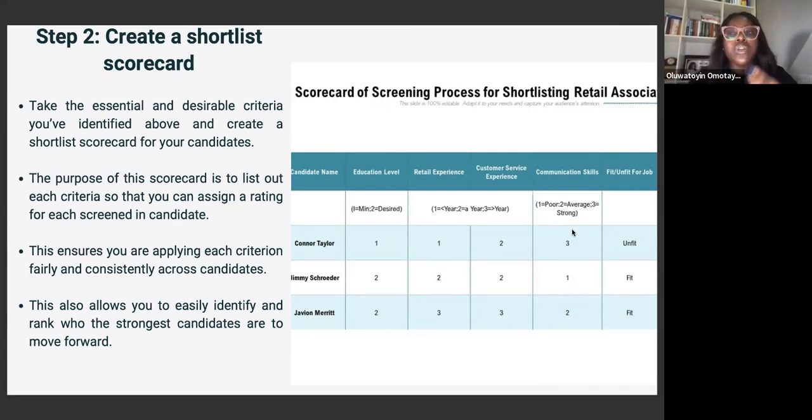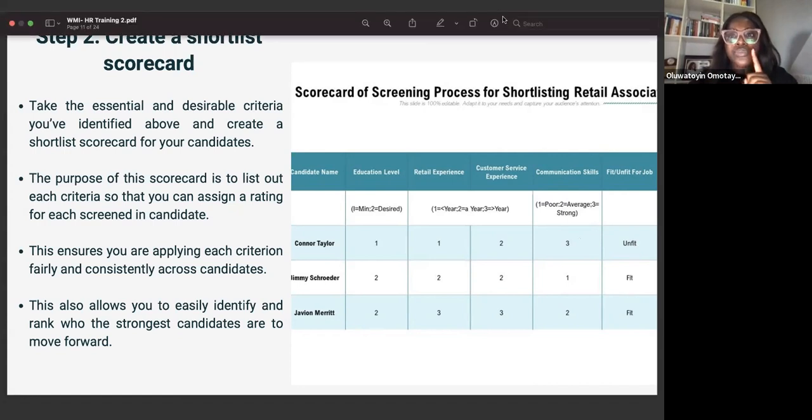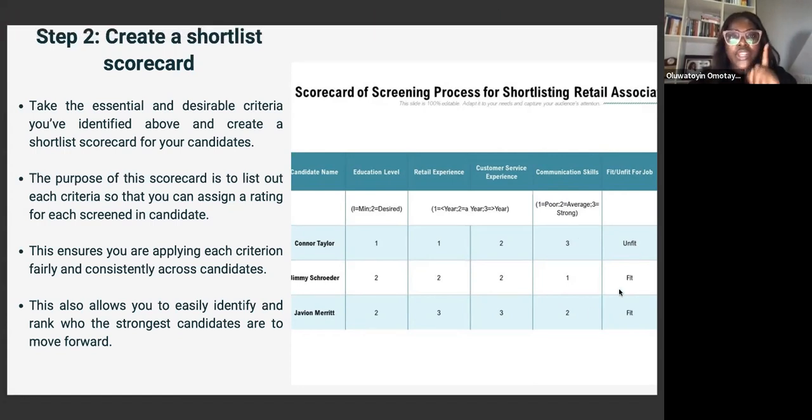In terms of communication skill, 1 is poor and 3 is strong. Connor has 3. That means that Connor has 3 on communication skills, 2 on customer service experience, 1 on retail experience, 1 on educational level. Now, if you look at all of these other candidates, you see that for Connor, it says that he's unfit. Because of our time, I would have loved to ask you, even though he has the highest in communication skills, why is he unfit for the job?